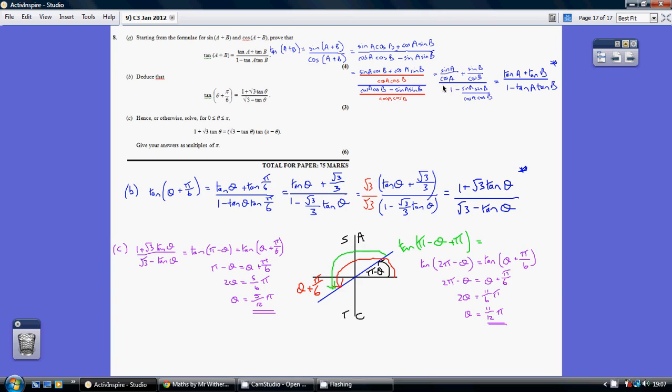Now obviously sin A over cos A is just tan A, sin B over cos B is obviously tan B, and sin A sin B over cos A cos B is tan A tan B. So 1 minus tan A tan B, which is what we were aiming for.